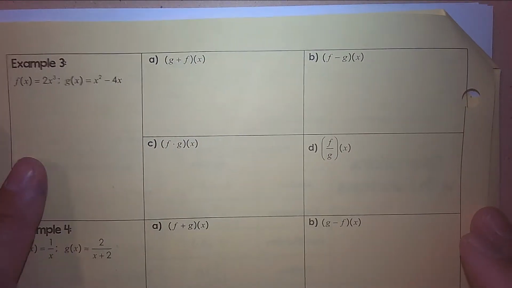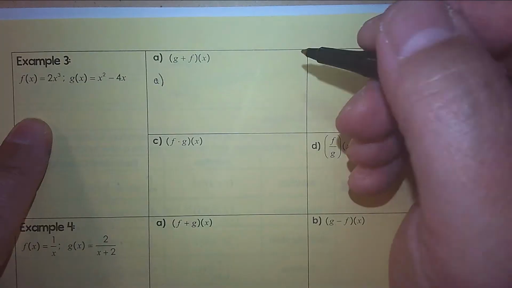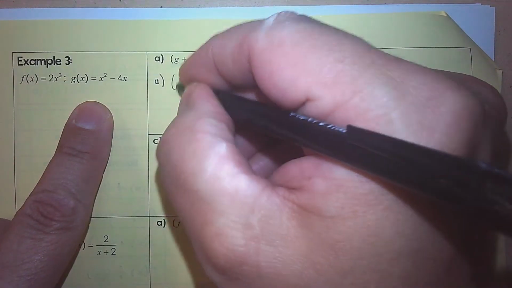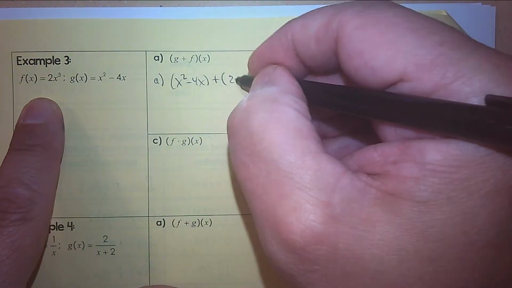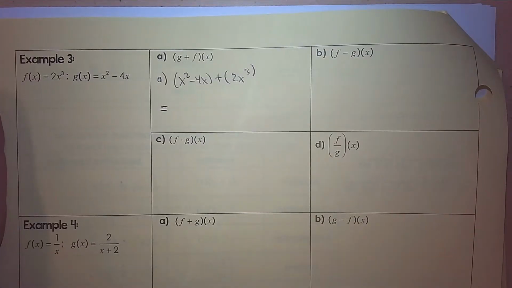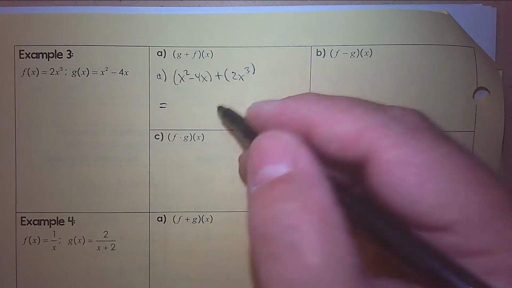All right, let's do some of this. Jocelyn, you ready? What am I doing with these two functions? You're adding. So g is x squared minus 4x. F is 2x cubed. What would happen if you added them? Are there any like terms here at all? No. So you could just let it go. There's no like terms to combine.